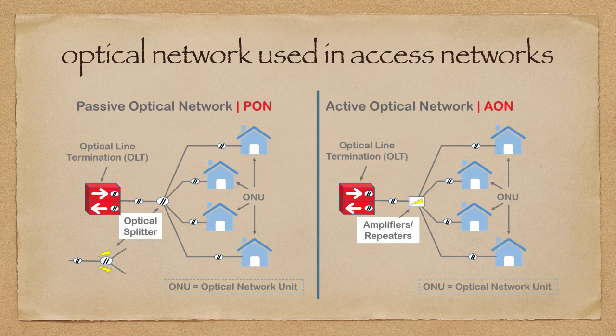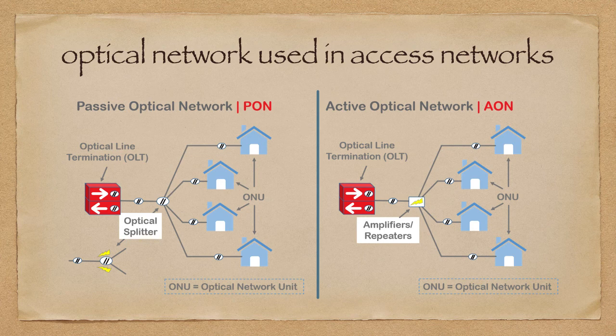Next, let's talk about the optical networks used in access networks. There are two alternate network designs that make fiber broadband connection possible: the active and passive optical networks. On the right, it is the active optical network.